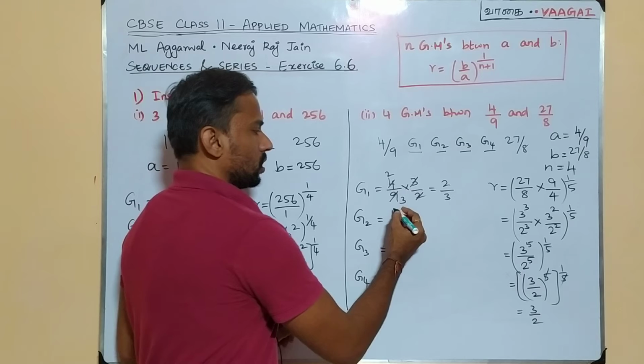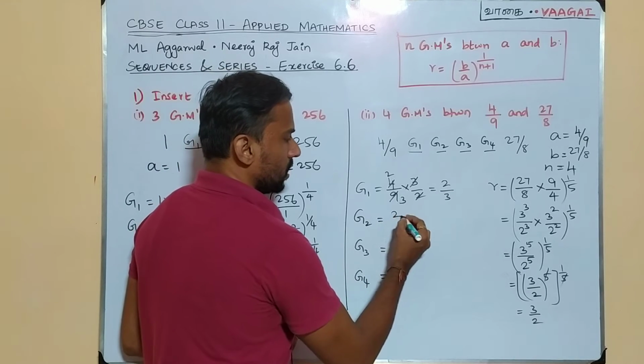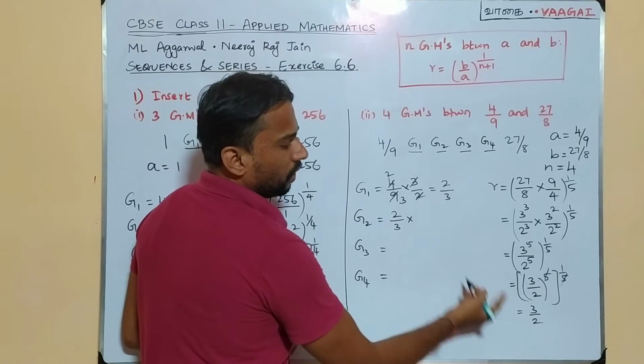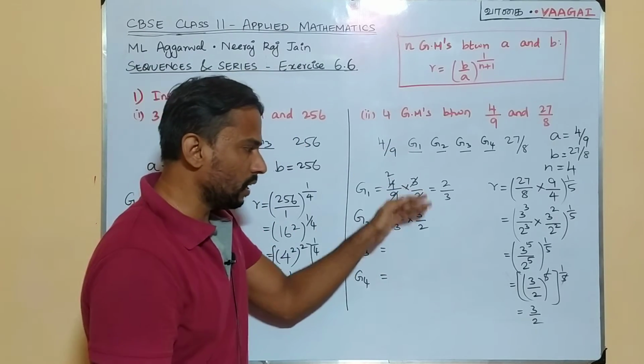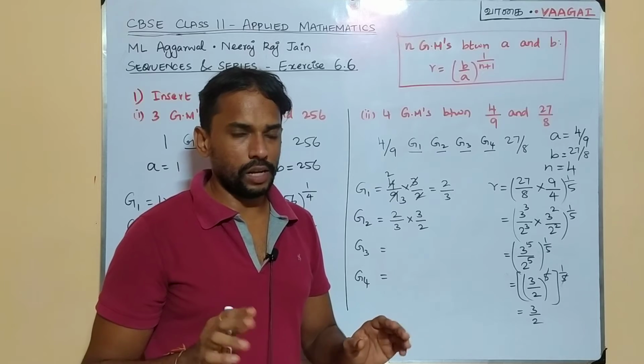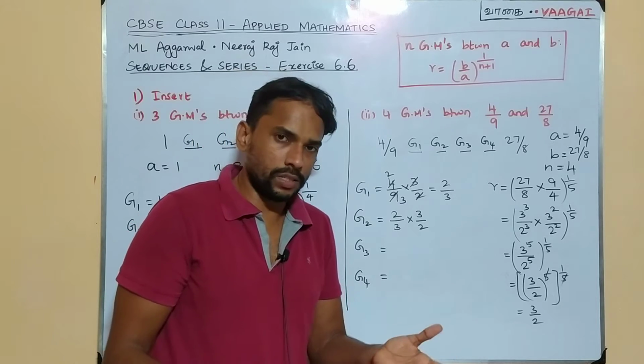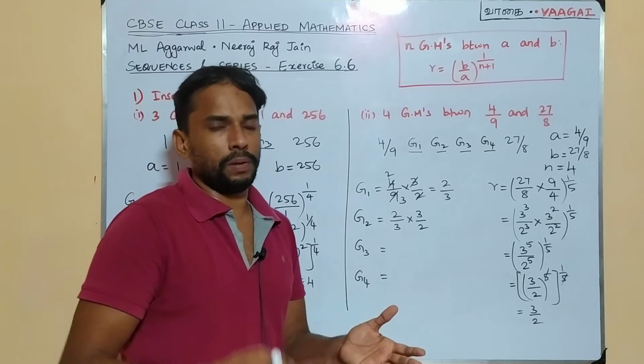What is the next term? G2 will be this 2 by 3 multiplied by the R value, which is 3 by 2. Once you have the first term, you have to repeatedly multiply by R. That's the purpose of finding the common ratio: the terms are successively multiplied by the common ratio.